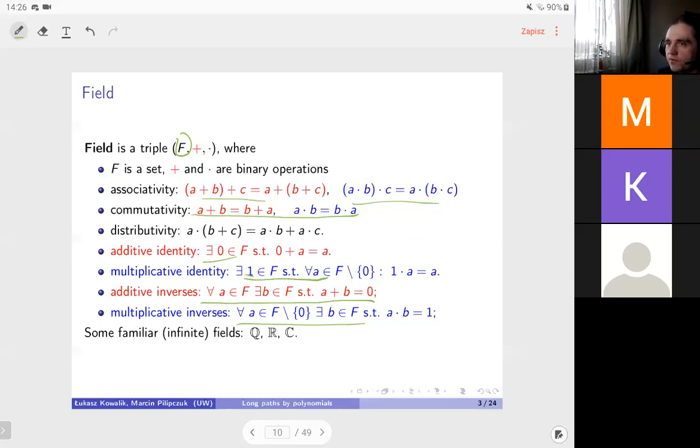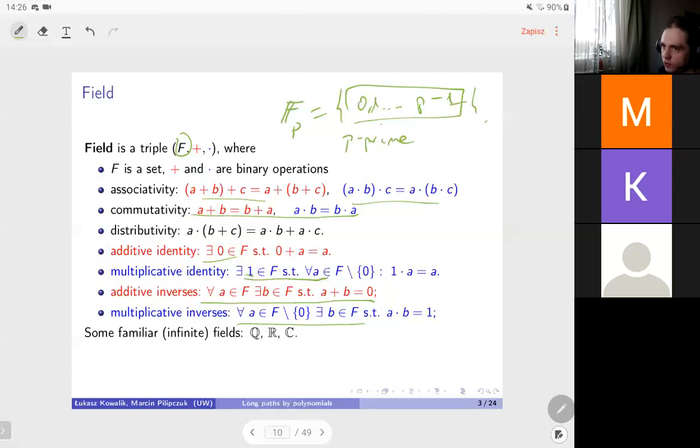So we need fields of finite size, and the most common example that you may see in some algebra courses is the field modulo some prime p. If p is a prime, then the numbers 0, 1 up to p minus 1 form a field with the natural operations.